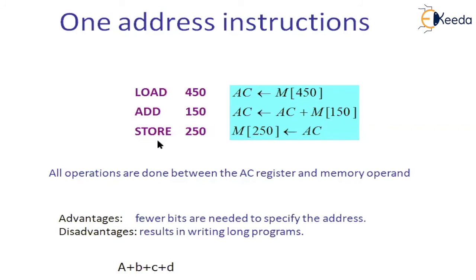Store 250 stands for the contents of the accumulator will get transferred to memory of 250. Okay, so all the operations are done between accumulator and the memory operands. Here the problem is your code will be lengthy. When you use one address instructions, since you can't use any more operands in an instruction, the code will be lengthy. The machine language code which gets executed with respect to your program will be very lengthy indeed. So this is the disadvantage when it comes to one address instructions.